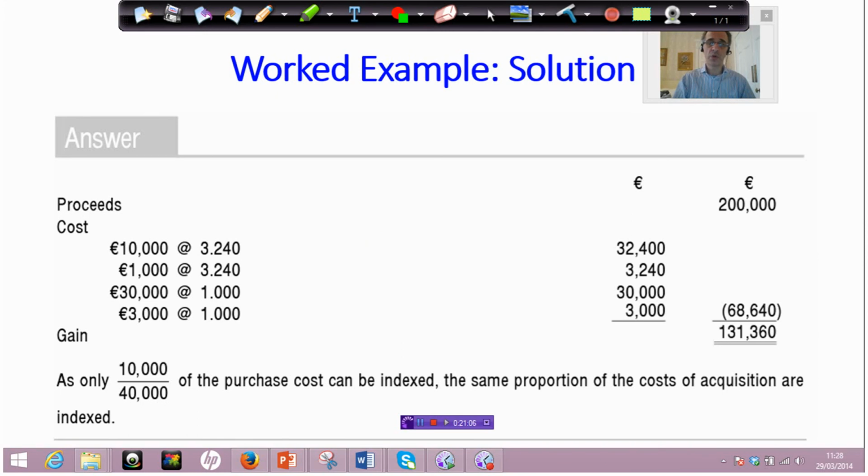Okay, so all that we need to remember is that where we see a disposal where the proceeds are greater than the current use value, and/or the original cost is greater than the current use value at the time of acquisition, indexation relief won't apply to everything as it does normally. Okay, so a little bit tricky, so just work the questions and I think it will come to you.